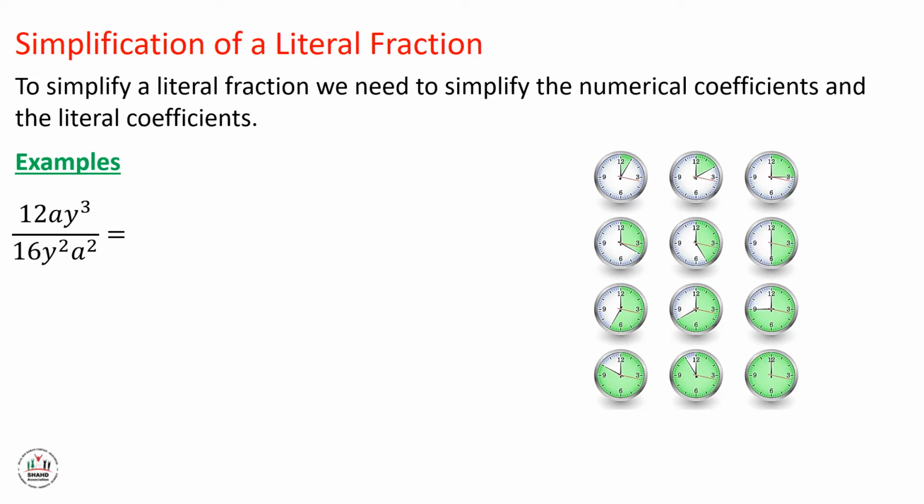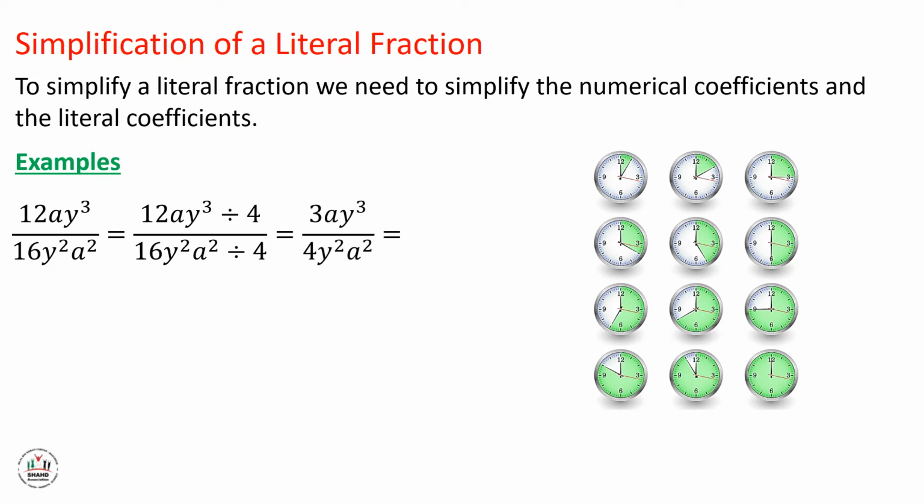Second, we can simplify the literal coefficients. And of course, if you have the ability to simplify both of them, the numerical and the literal coefficients, in one step you can do it. So 12 and 16, we can divide both of them by 4. So 12 divided by 4 equals 3 and 16 divided by 4 equals 4.